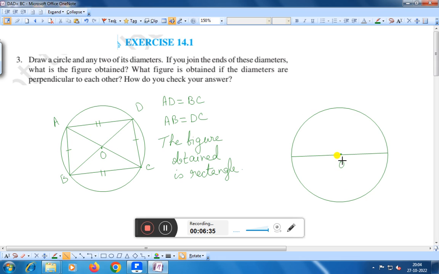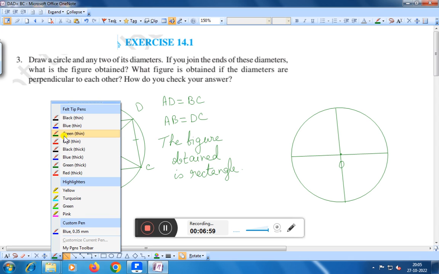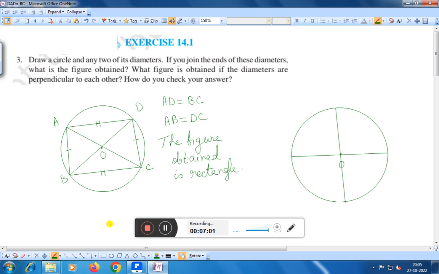This is one diameter, and another diameter also passes through the center of the circle. Right? Now, if we write the different names, suppose the center is O, and this is point A, this is B, this is C, and this is D.